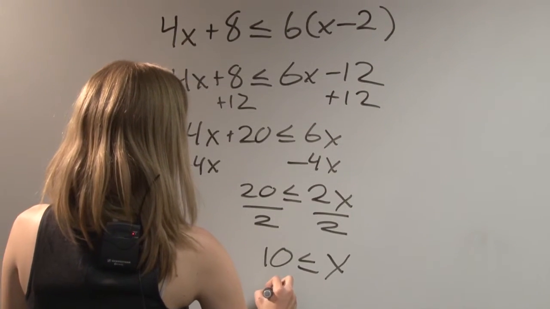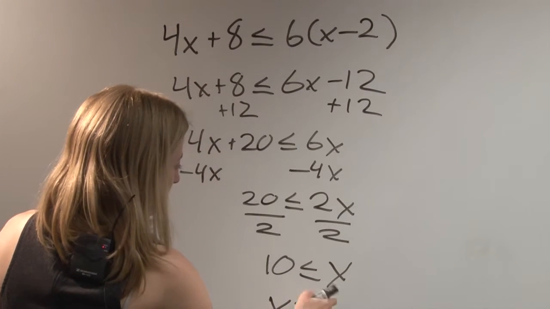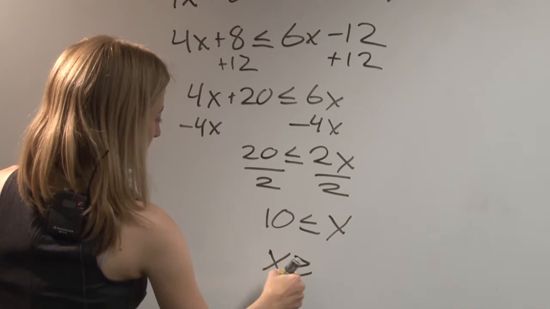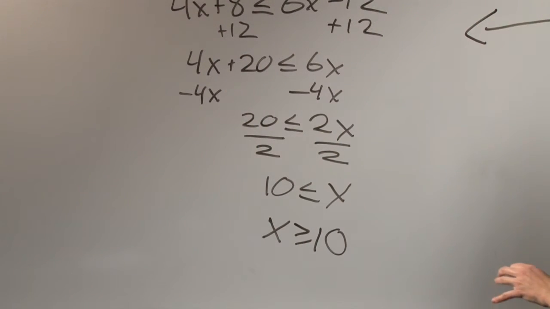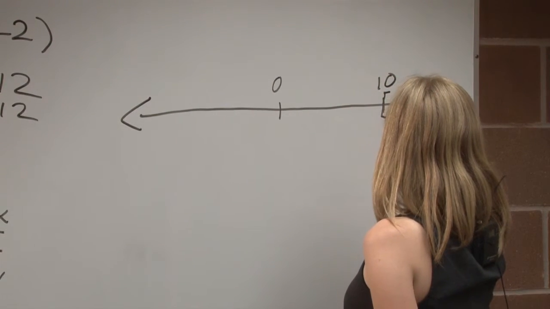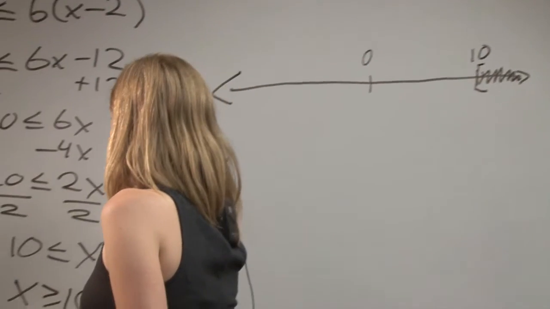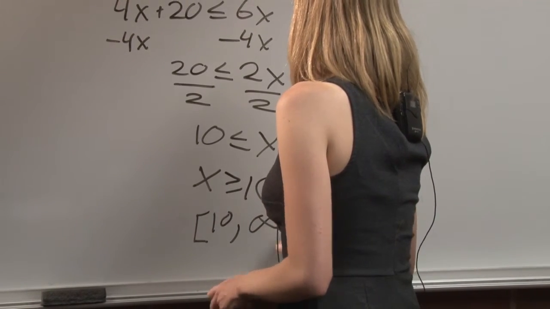I can flip this around and it will still mean the same thing as long as I get the sign the right way. The x was on the opening side of the inequality over here, so I'm going to make sure that it looks the same on this side. And then I'll go ahead and graph this one and write the answer in interval notation. So that is 10, and x is greater than or equal to 10. So I'll have a bracket, and it's going to go all the way out to infinity. So the solution set is 10 to infinity.